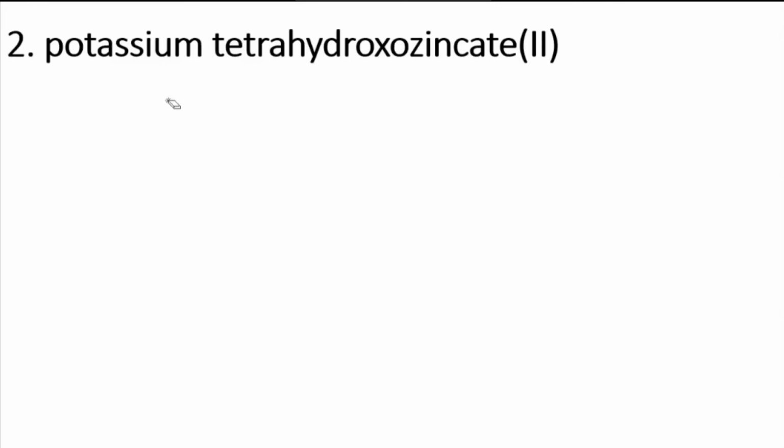The name is given to us. Here potassium is K plus. It's a counter ion, so you just write K plus and keep. This whole coordination entity which is given, we have to write it together. This whole thing we have to write in square brackets. So I'll put the square bracket, and we need to find out the charge on this coordination entity. That I will take as X.